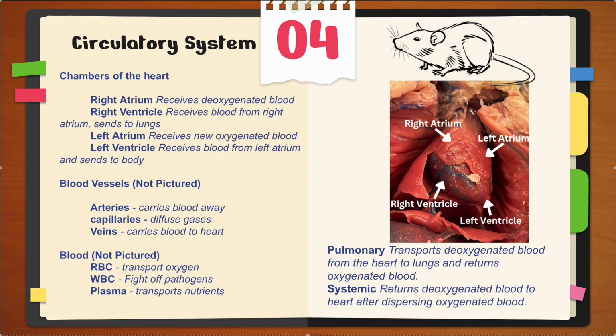Now, within the blood, there are red blood cells, white blood cells, and plasma. The red blood cells transport oxygen, the white blood cells defend the body against pathogens, and the plasma carries nutrients, hormones, and waste products.